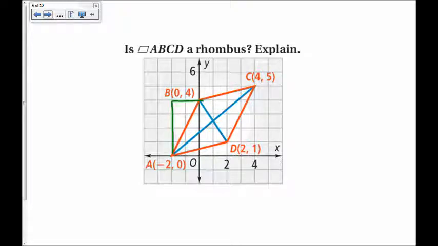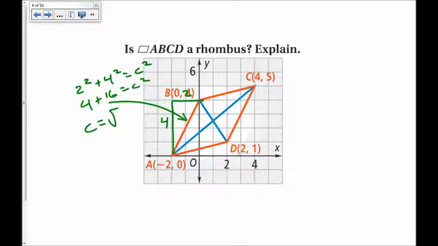This length is 1, 2, 3, 4. This length is 2. And so this length right here must be 2 squared plus 4 squared is equal to c squared. 4 plus 16 is equal to c squared, and c is equal to the square root of 20. And I'll just leave it there. I could simplify it some more, but I won't.